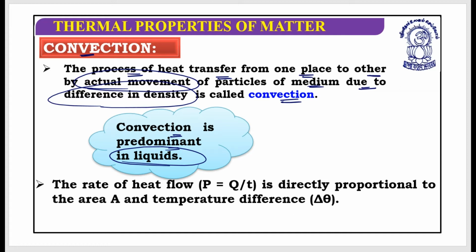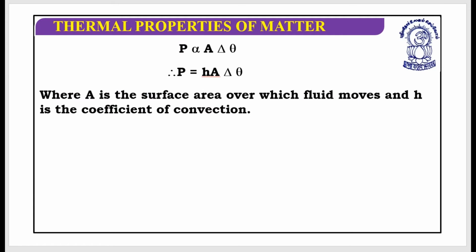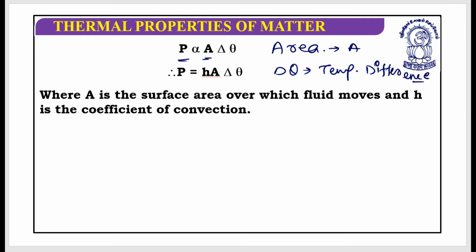Mainly it is observed in liquids, and the rate of heat flow, Q by t, which we can call P, is directly proportional to the area A and the temperature difference delta theta. So P is proportional to A into delta theta, where A is the surface area over which the fluid moves, delta theta is the temperature difference, and h is the coefficient of convection. I hope this is clear.